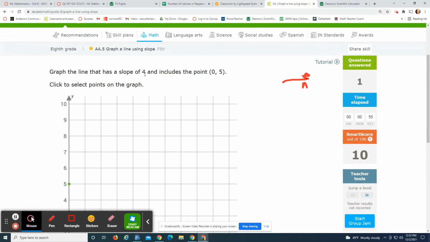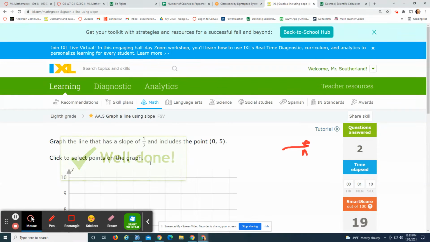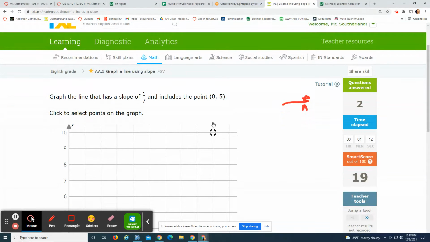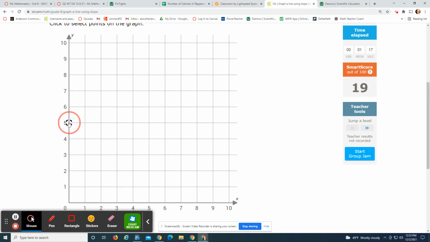The slope this time says 4, but if we change 4 to a fraction, that would be 4 over 1. And so that means rise 4, run 1. So if we go back to here, we're going to rise 4 and then run 1. And that is how we're going to do it. Same thing for this one. We're going to graph the point 0, 5. We're going to go up to 0, 5.